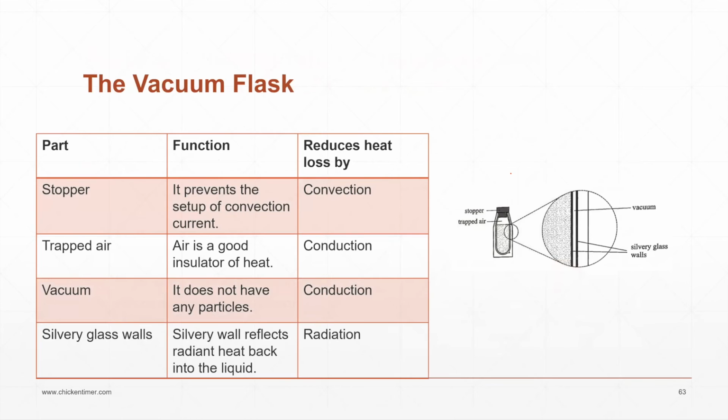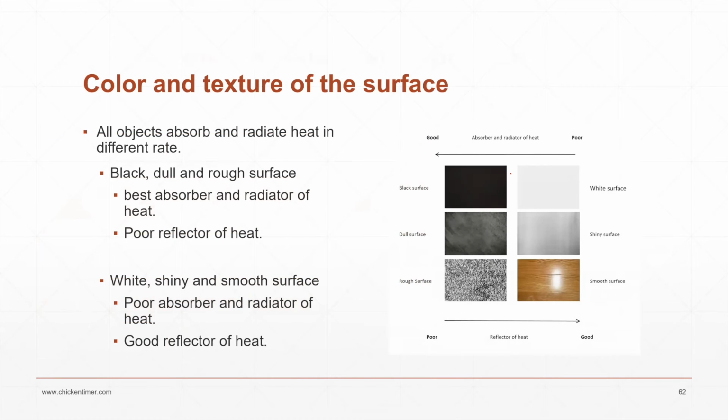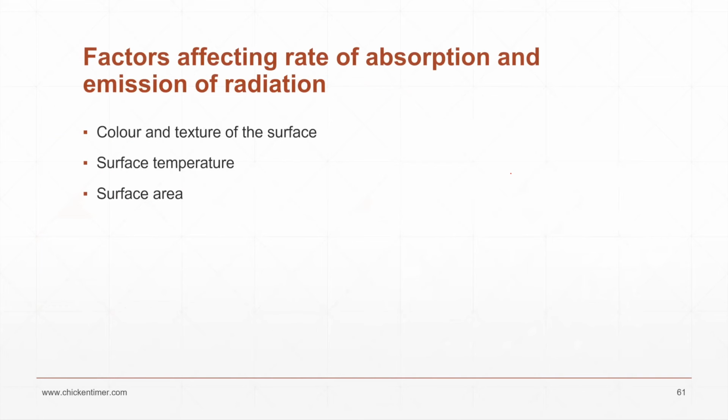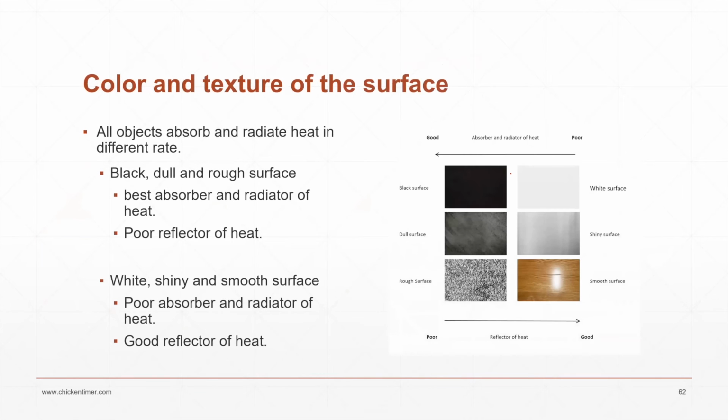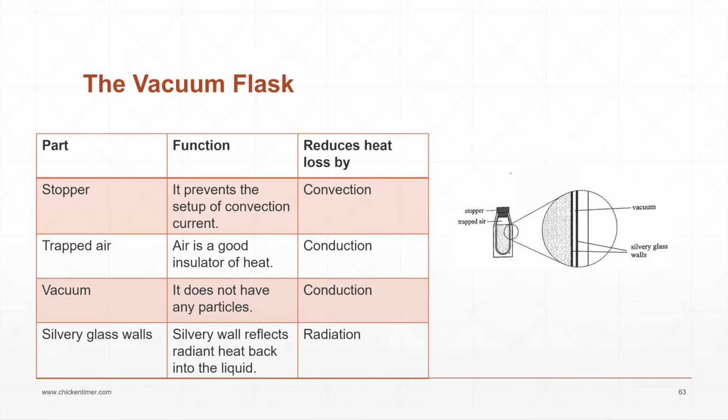Then surface temperature: a higher surface temperature means higher radiation. Then surface area: if it's bigger, then there's more heat that can be released using radiation. So the vacuum flask, they may ask. There are different parts of the vacuum flask, and they serve different functions. So you might want to take note of this.